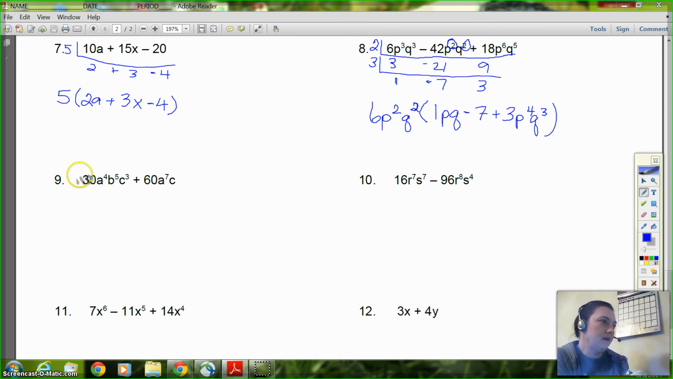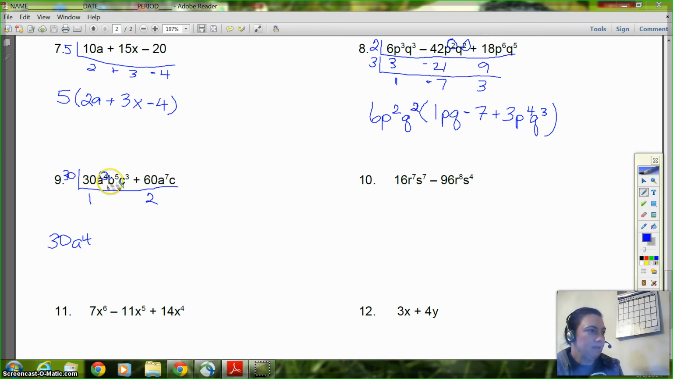Okay, number 9, I'm going to go ahead and do my ladder method, but this time I could see 30 and 60 are divisible by 30, so I'm just going to go ahead and divide by 30 instead of all of the prime numbers. So that leaves me 1 left over and 2 left over. And then I have 30 in common, so 30 is the greatest common factor. And then I'm going to look at my variables, and I have a to the fourth and a to the seventh, so the fourth is the smallest one.